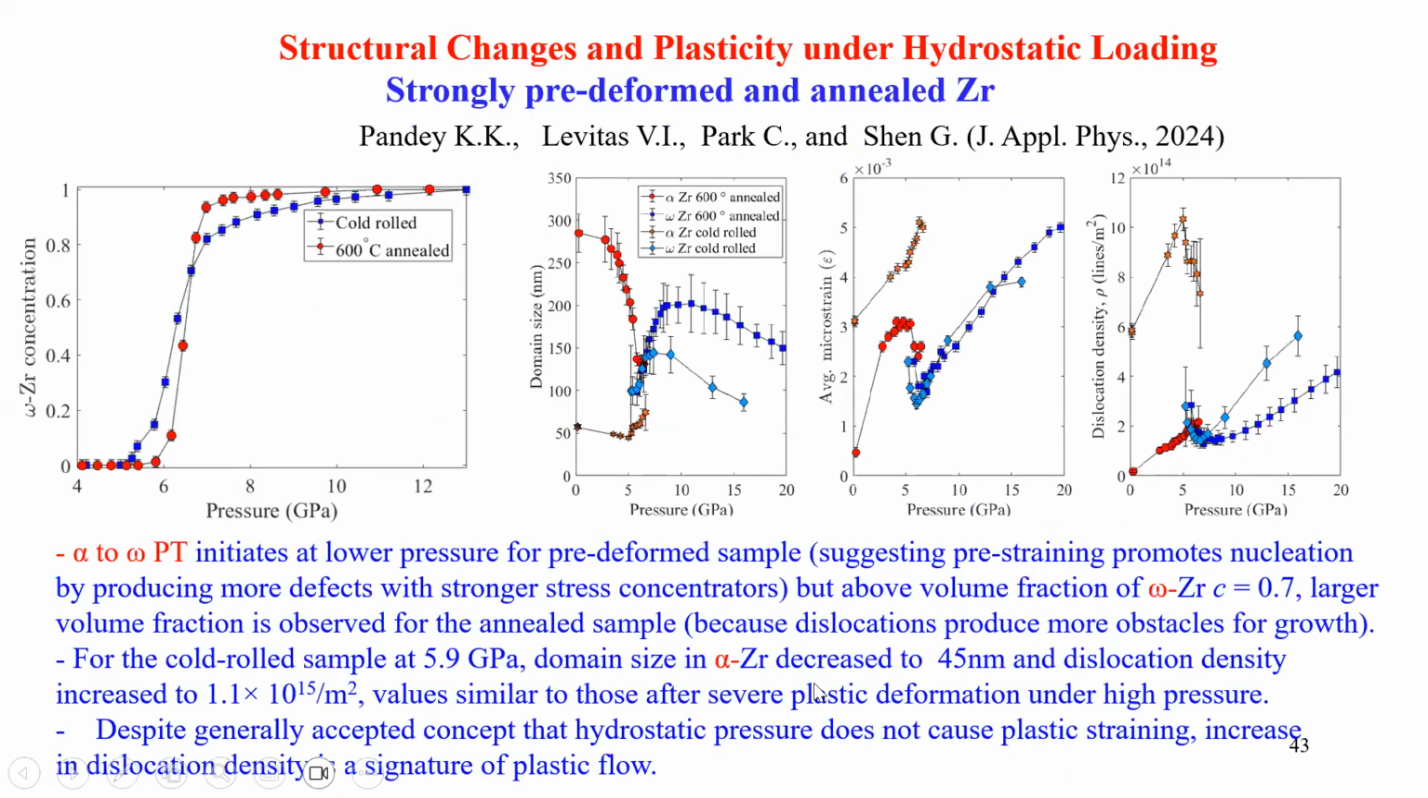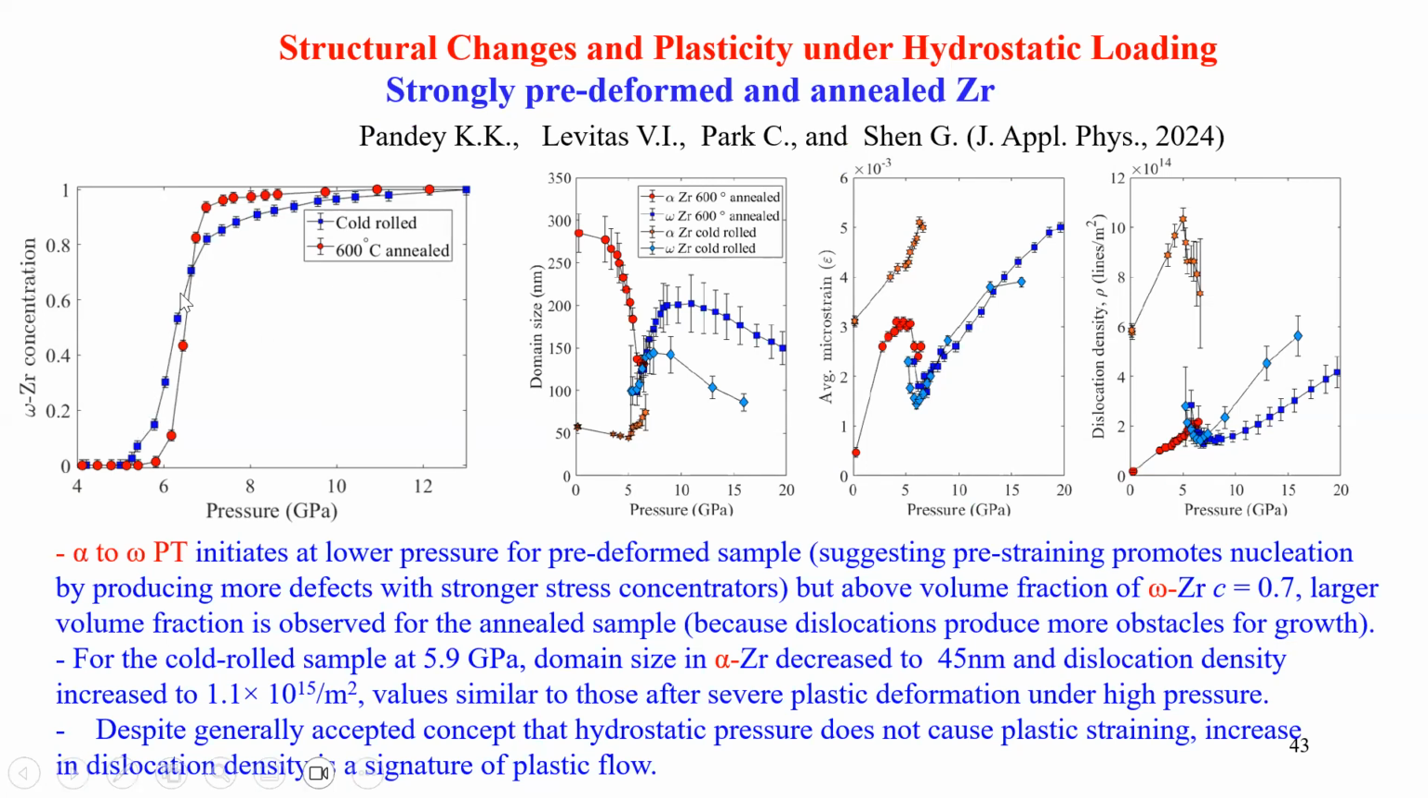Well, the last topic is I would like to show that plastic deformation strongly affects also behavior under hydrostatic condition, including equation of state, phase transformation, and microstructure evolution. Microstructure significantly evolves during hydrostatic loading, even without phase transformations. And this should be taken into account. So we compare cold rolled zirconium and annealed zirconium.